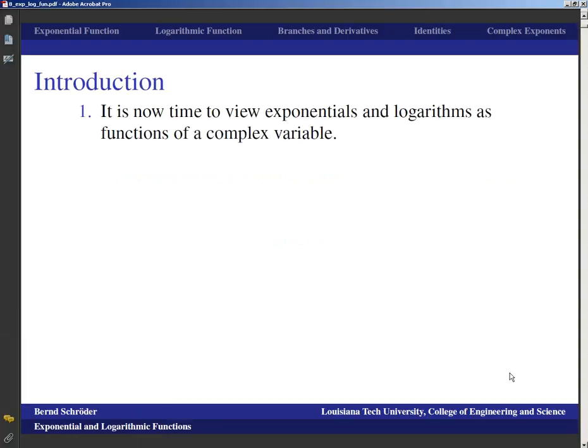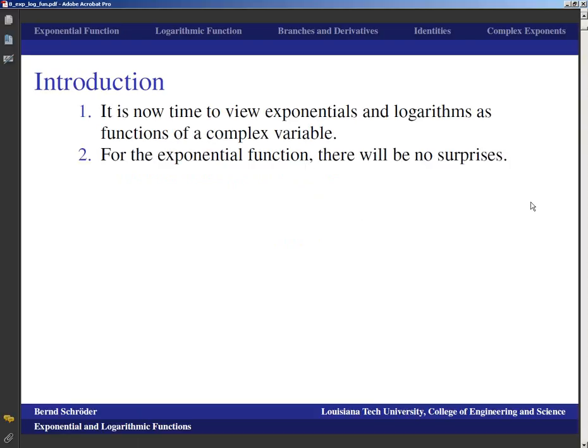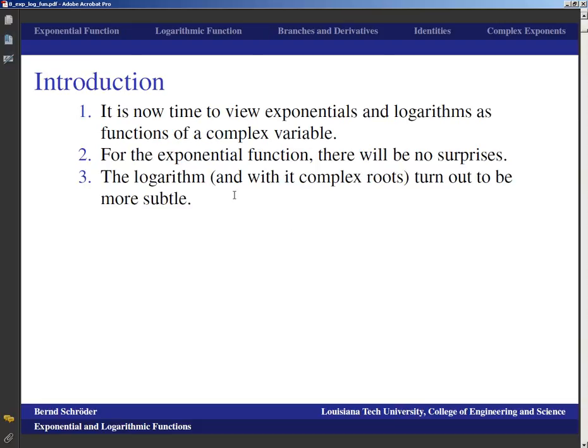So we want to talk about exponentials and logarithms, and we want to talk about them as functions of a complex variable rather than a real variable. For the exponential function, there will be no surprises because in our investigation of the polar form of complex numbers, we essentially already have introduced the complex exponential. For the logarithm, however, and with it also complex roots, there will be a couple more subtle things that we have to think about.